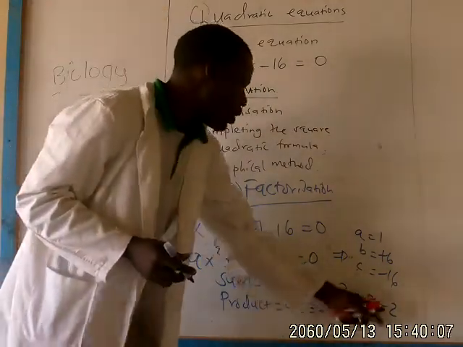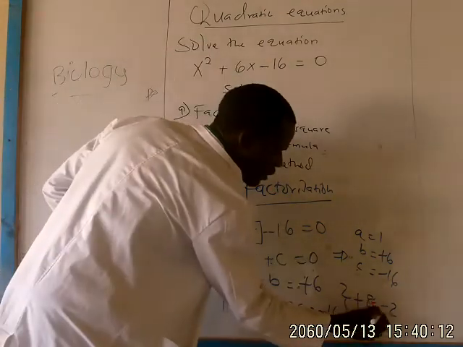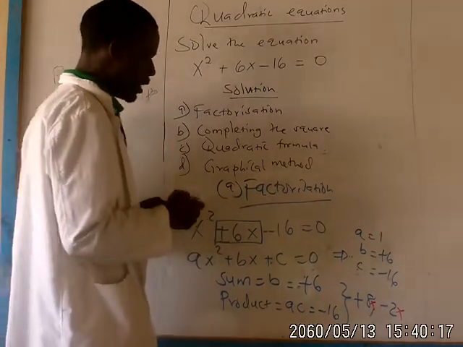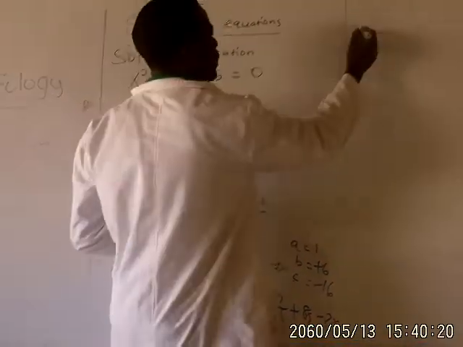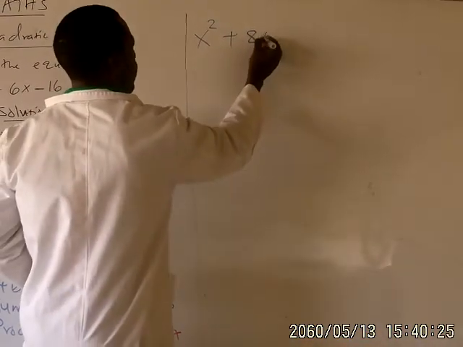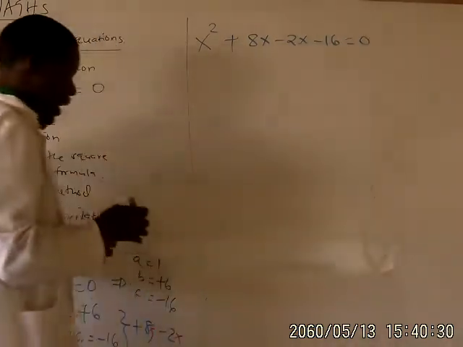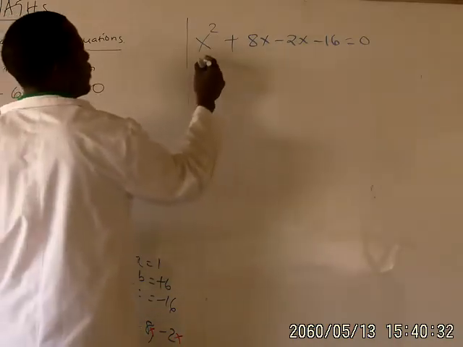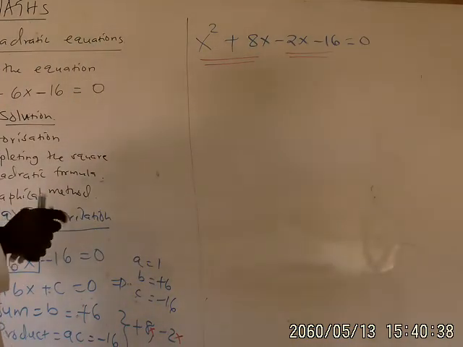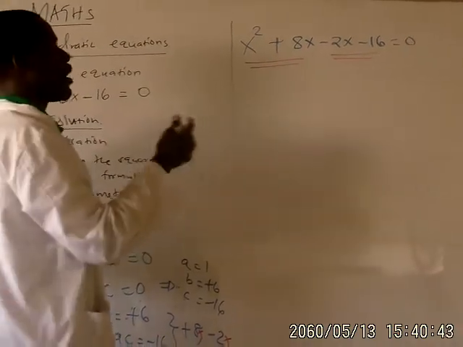Now, these two numbers, we put an x to each of them. Then we substitute them in where there was plus 6x, such that we have x squared plus 8x minus 2x minus 16 equals 0. Now let us subdivide them into two groups like that. Then we do what we call factorizing. Factorizing means we remove a common factor from each of them.